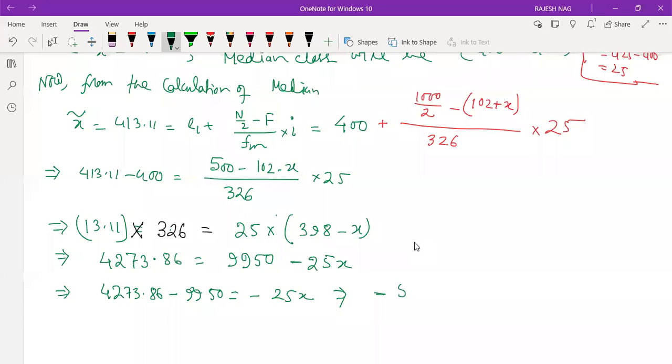5676 minus 0.14, 5676.14 equal to minus 25x. That implies x equal to 5676.14 divided by 25, which is 227.0456.